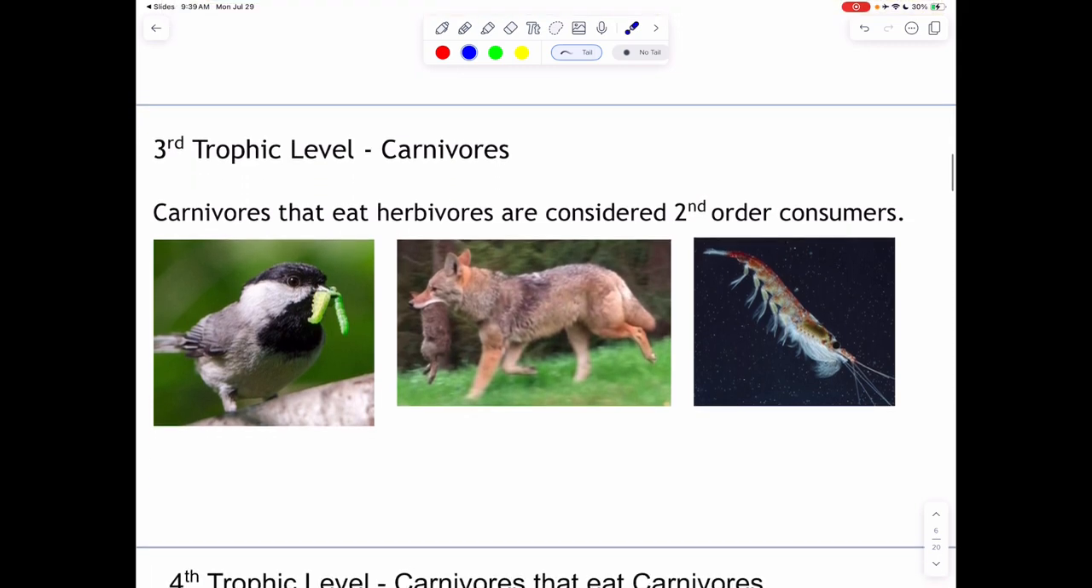Now we get into our second order of consumers. This is our third trophic level. These are carnivores. So as we know, carnivores eat herbivores. So we have this cute little bird eating the caterpillar, which ate the leaf. We have our coyote, which is eating the bunny, which also ate the leaves. And then we have a krill, which ate the zooplankton, which ate the phytoplankton.